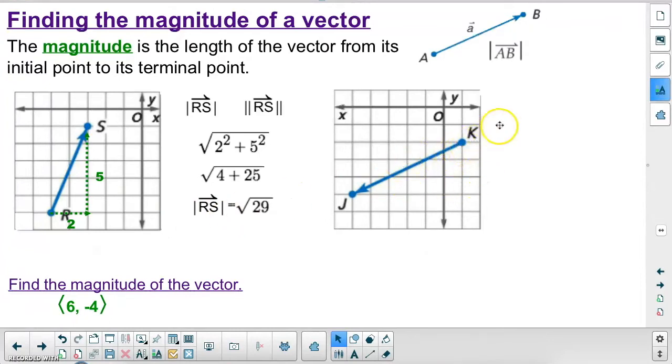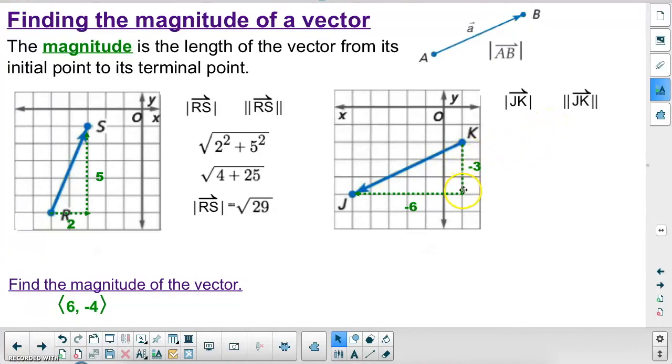Here we have vector JK. If we take a look at where it's moving and creating that right triangle, we're going to be moving down 3 and to the left 6. Again, because we're using this right triangle, we can use Pythagorean theorem. So we're going to be finding the magnitude of JK using Pythagorean theorem.